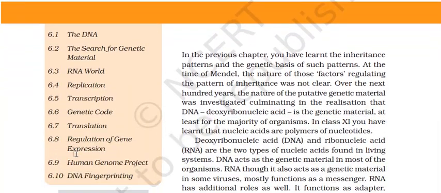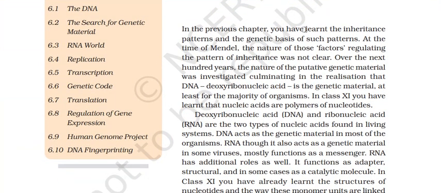In the previous chapter, you have learnt the inheritance patterns and the genetic basis of such patterns. At the time of Mendel, the nature of those factors regulating the pattern of inheritance was not clear. Over the next 100 years, the nature of the putative genetic material was investigated, culminating in the realization that DNA, deoxyribonucleic acid, is the genetic material, at least for the majority of organisms. In class 11, you have learned that nucleic acids are polymers of nucleotides.